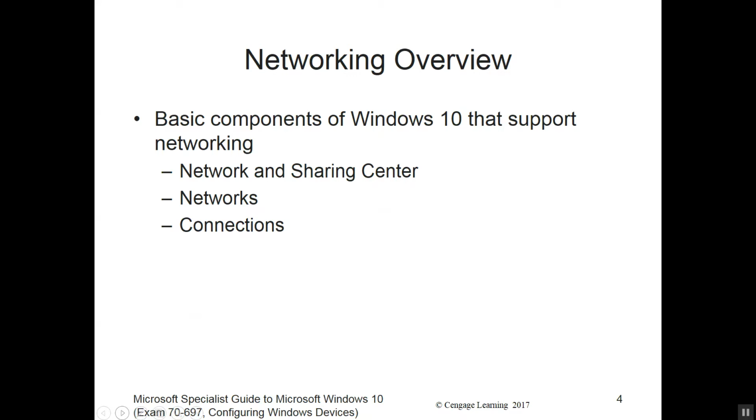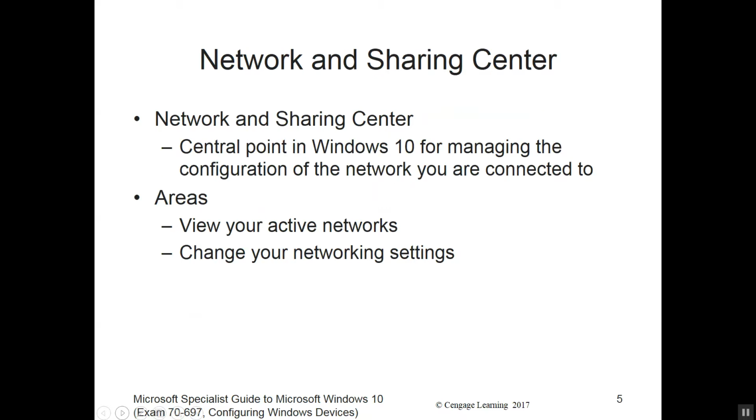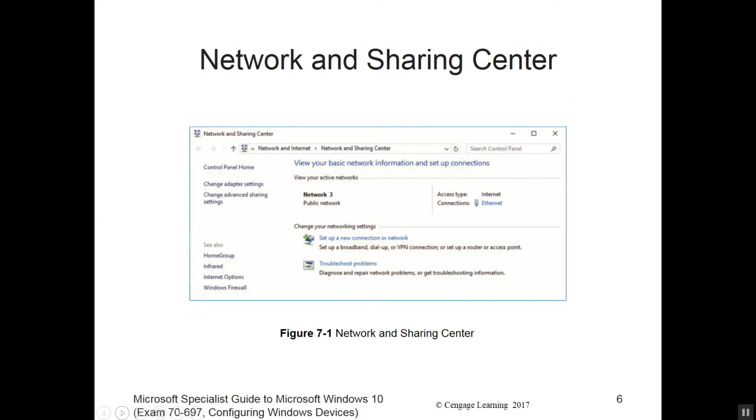Now, the basic components of Windows 10 that support networking are Network and Sharing Center, Networks, and Connections. Network and Sharing Center is a central point in Windows 10 for managing the configuration of the network that you're connected to. There are areas where you view your active network and change your network settings. And here's our interface for Network and Sharing Center.